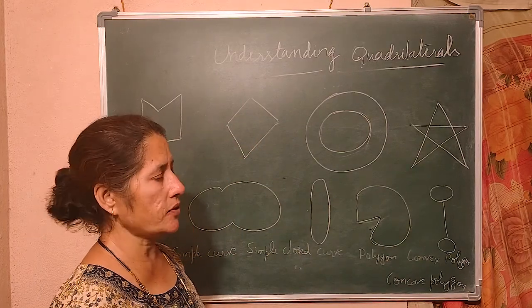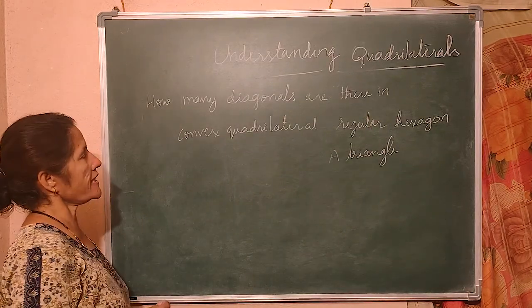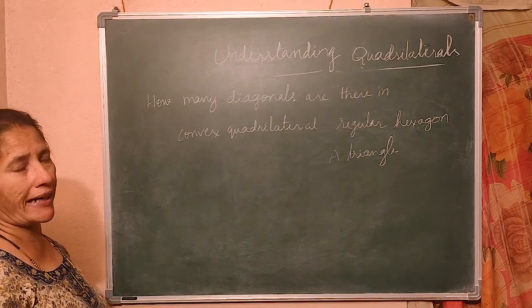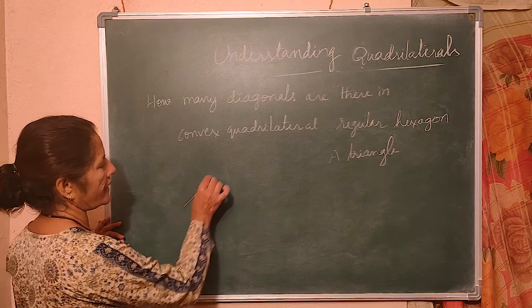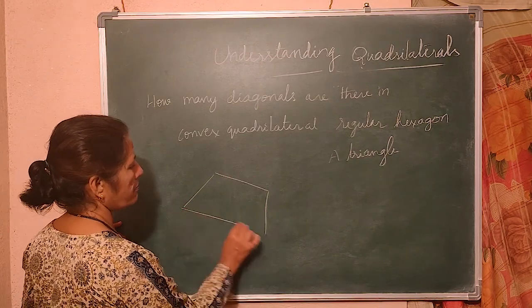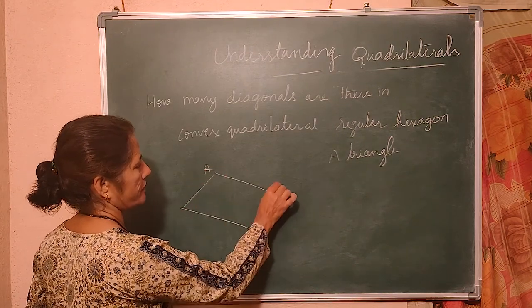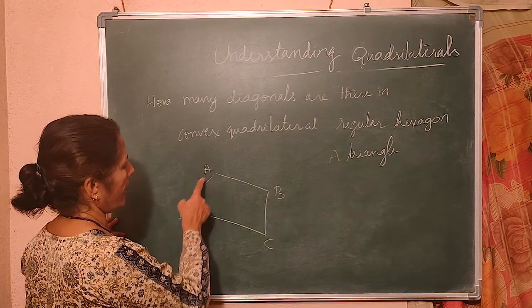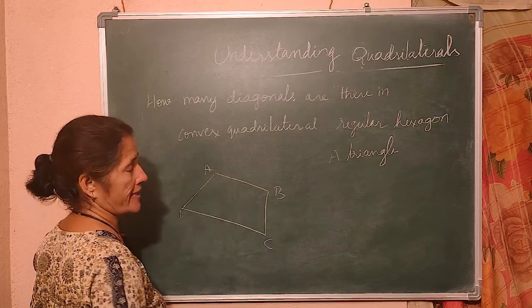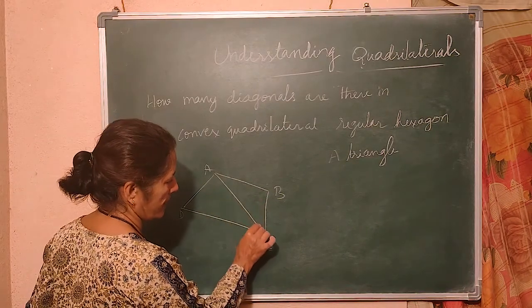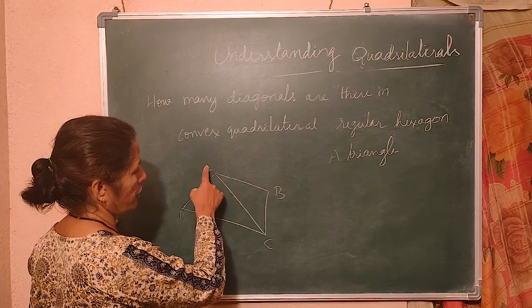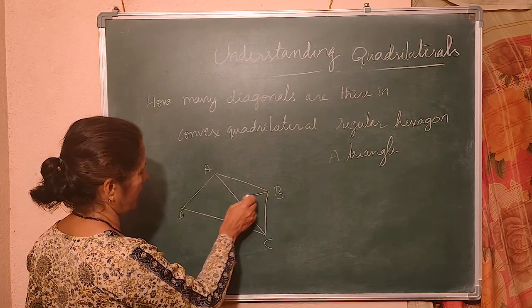You understand? Yes. Second question is like this. How many diagonals are there in a convex quadrilateral? Convex quadrilateral is this. A, B, C, D. Right? When I take A, A to D and A to B are adjacent. So A to C is 1. B to A, B to C are adjacent. So B to D is 1.